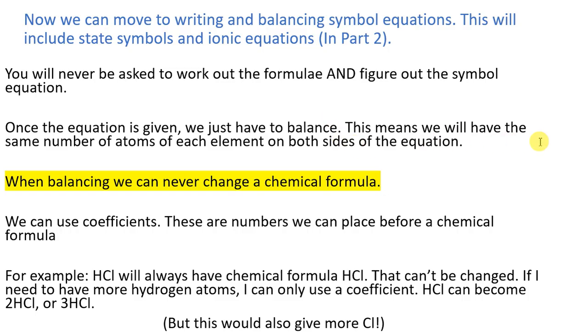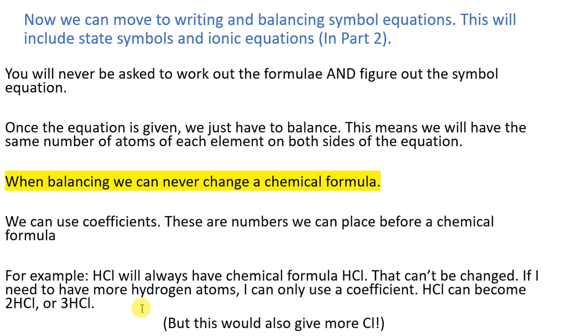That means we must have the same number of atoms of each element on both sides of the equation. Now, when balancing, we never change a chemical formula. It's fixed. I've already made 2 videos on how to work out the chemical formula of anything you're going to need, except organic. That's different. And we use coefficients. These are just numbers we can place before a chemical formula. For example, HCl will always have chemical formula HCl. That's fixed. It can't be changed.